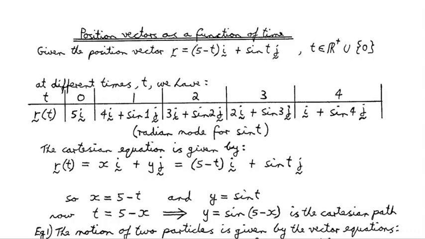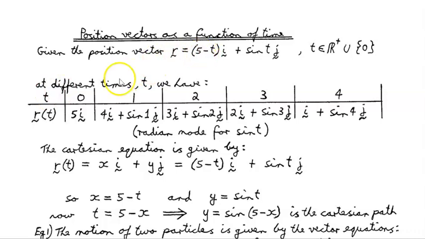In this video, we're going to look at position vectors as a function of time. Let's say we're given the position vector r equals (5 minus t) in the i direction, parameterized in terms of t, sine t in the j direction, where t belongs to the positive reals union 0, which is another way of saying that t is equal to or greater than 0. Don't forget to set your calculator in radian mode when you evaluate these.